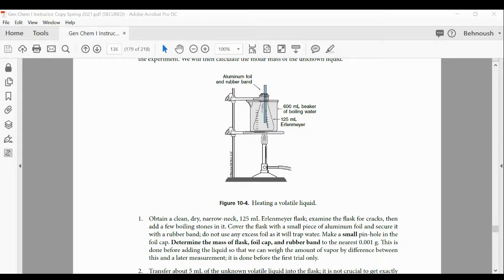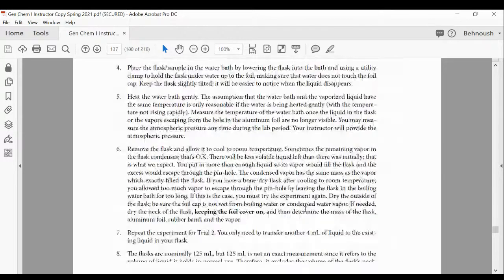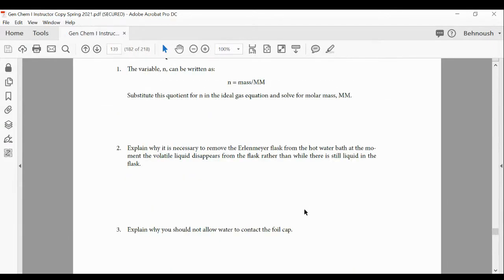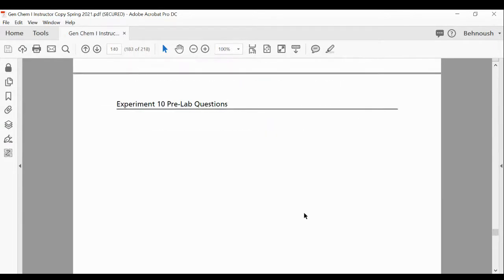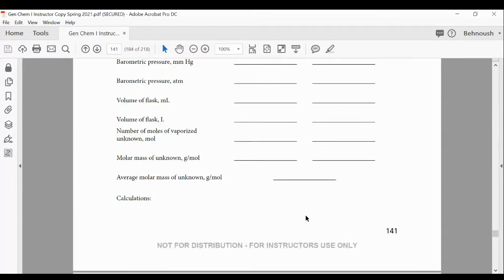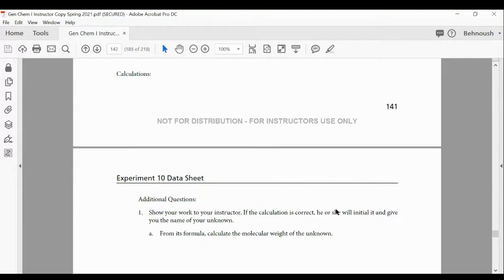So you would use the mass. The procedure tells you to measure the mass of the flask before, measure the mass of the flask after you evaporate or remove it from the hot water, and to subtract, you get the mass of the vapor. Okay. It's just two simple formulas. If you understand how to get these numbers, then it's just a simple formula. Make sure you show your calculation and you use the proper unit.